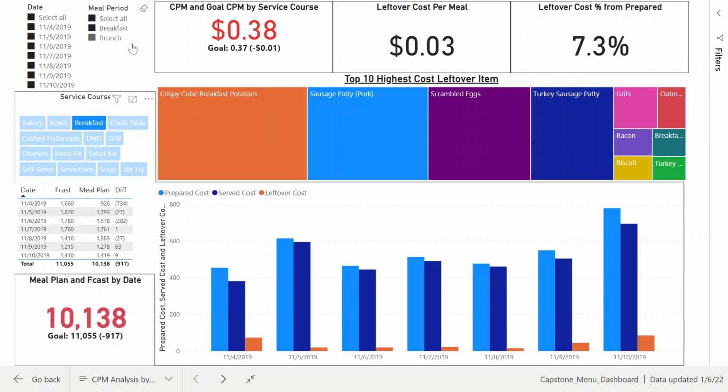And that ties in with the meal period slicer, because sometimes these service courses are open for more than one meal period, so we're able to identify the performance of the specific meal period or time of day.